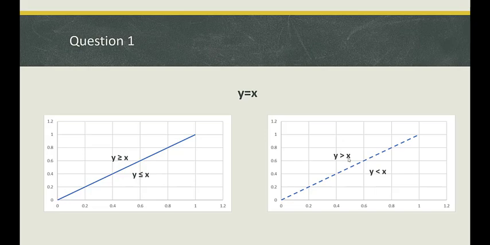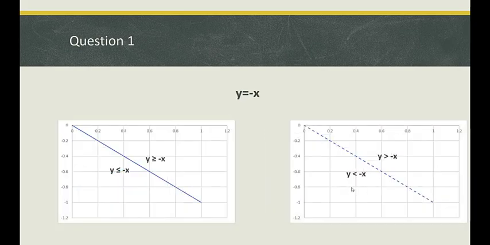which is y more than x. In this case, when we are more than x, we're going to shade the upper region, and when we are less than x, we're going to shade the lower region. But the graph here is a dotted line, as the line is not included in the shaded region, so we're going to plot a dotted line.